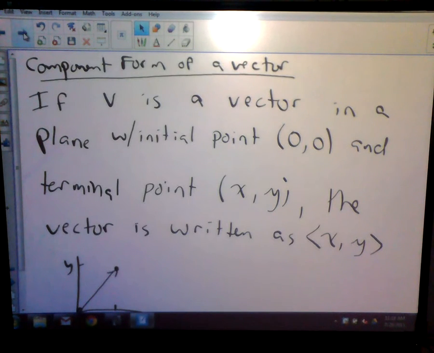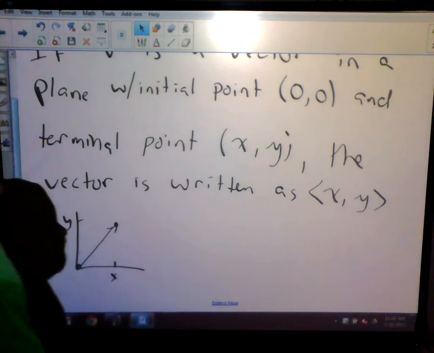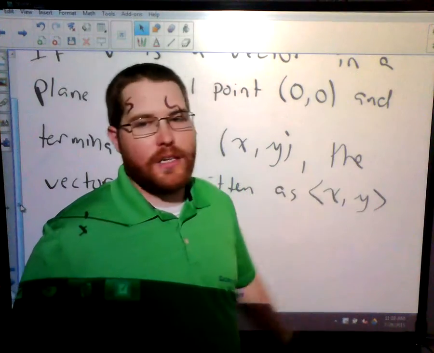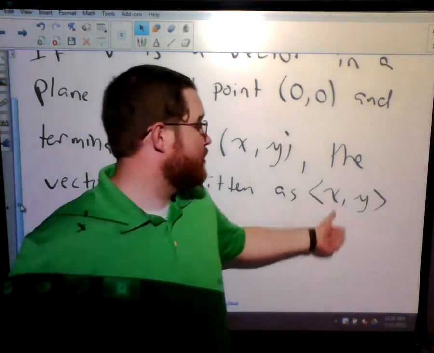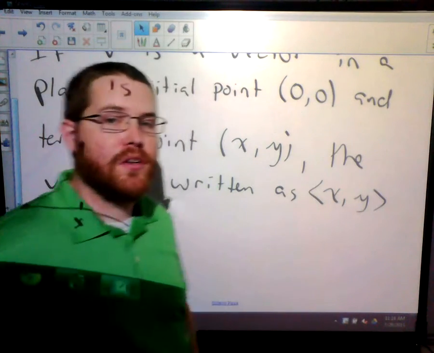If v is a vector in a plane with the point 0, 0 and the terminal point 0, y, we write a vector with these little triangle-looking brackets. So that's how you know it's a vector. It's a parametric function because it's got an x component and it's got a y component with respect to time.